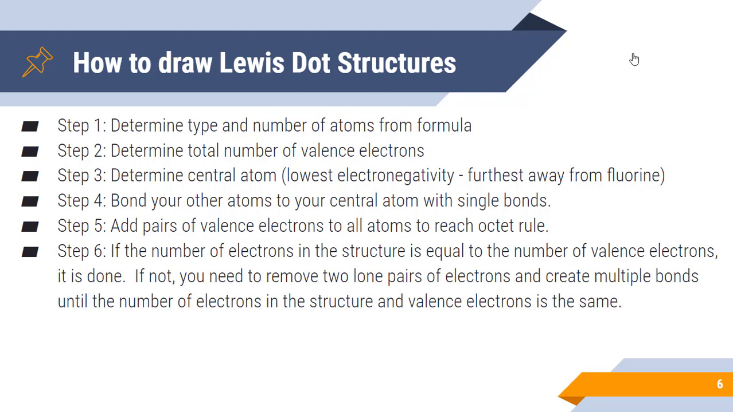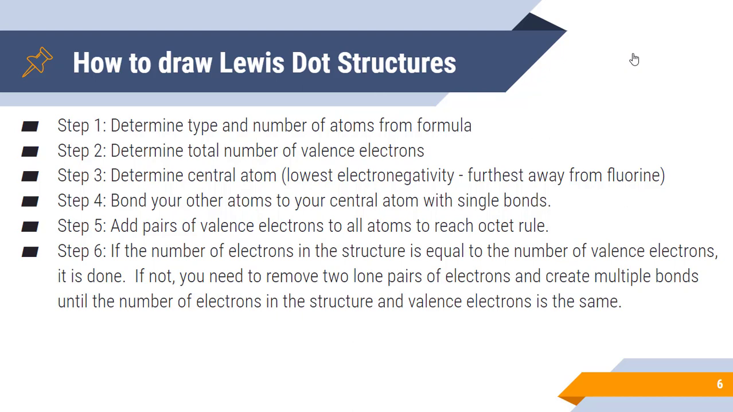The first step is to determine the type and number of atoms from your formula. So you look at your formula, look at what atoms are present, and then determine the number of atoms in there. From that, you determine the total number of valence electrons by adding them up. You determine the central atom of your structure, which is always the atom that has the lowest electronegativity. That is the one that is furthest away from fluorine. The only exception is that it cannot be hydrogen.